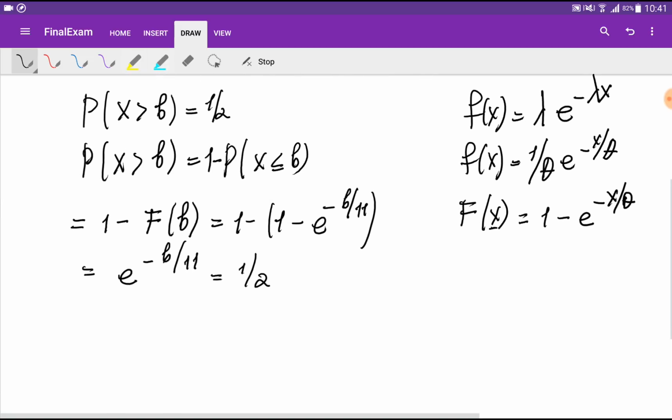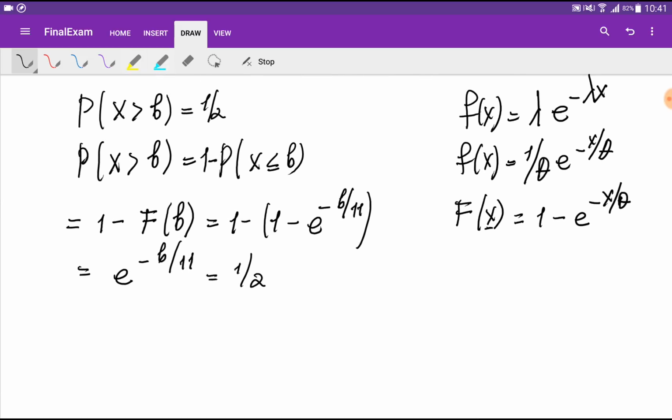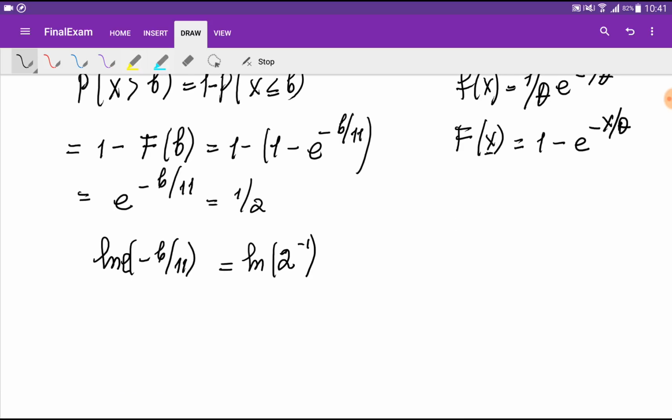So in order to evaluate this, I'm just going to take the ln, right? The ln of e to the power of minus b over 11 is equal to the ln of 1 over t, or I can write this as t to the power of minus 1. So if I cancel out everything, b over 11 is equal to ln of t, and from here I can find that b is equal to 11 multiplied by ln of t.